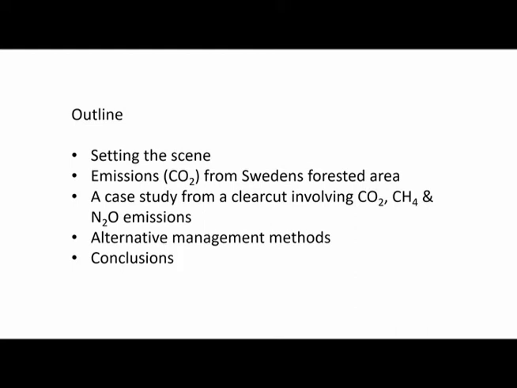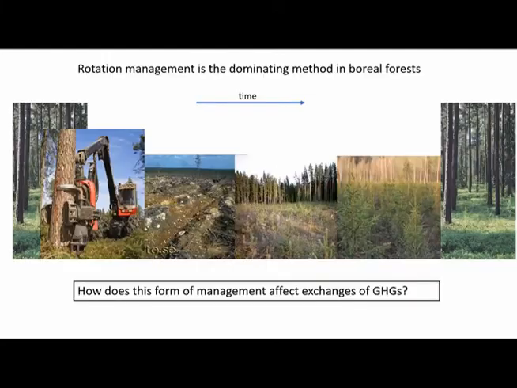So an outline here: I will give some background and describe how large the emissions from Sweden's forested area are, based on previous literature studies, and only one case study from clear cut involving also other greenhouse gases, methane and nitrous oxide. I will also discuss a little bit about alternative management methods, what they could do, and some conclusions. So we all know how the rotation management works in boreal forests.